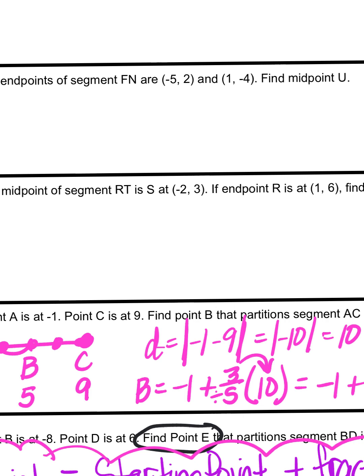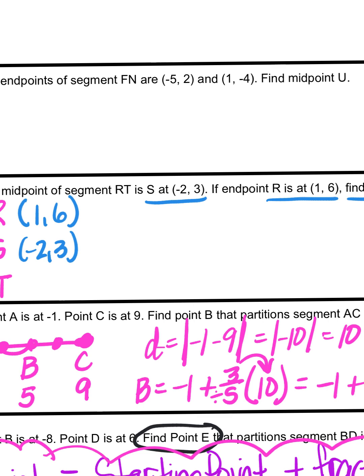Number 3 says the midpoint is S. Okay, so what we have is RT, so segment RT, and the midpoint is S. R is located at (1, 6). S is at (-2, 3). And they said to find the endpoint. When you're doing your assignment, make sure you're matching the directions up. If it tells you to find the endpoint, then put it at the end, because that's what you're looking for.